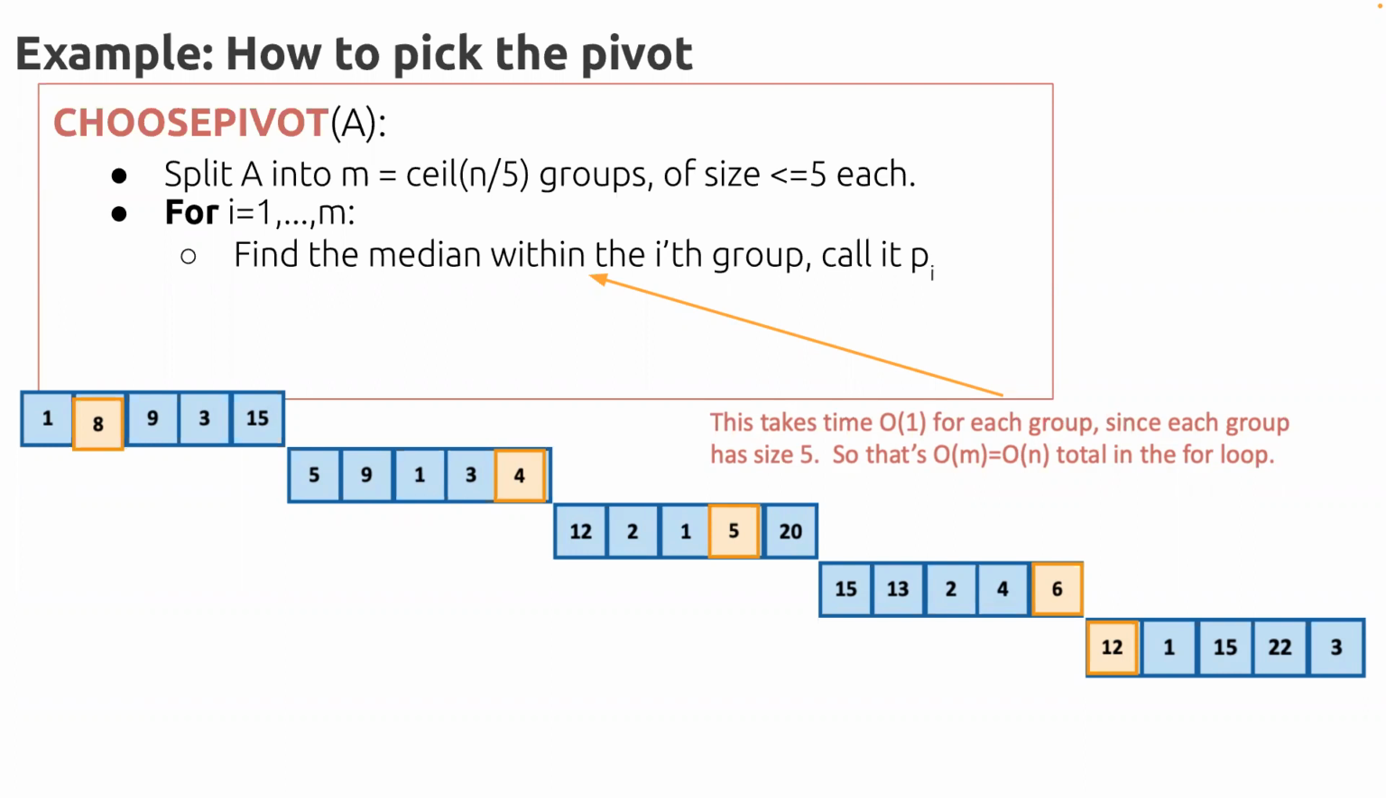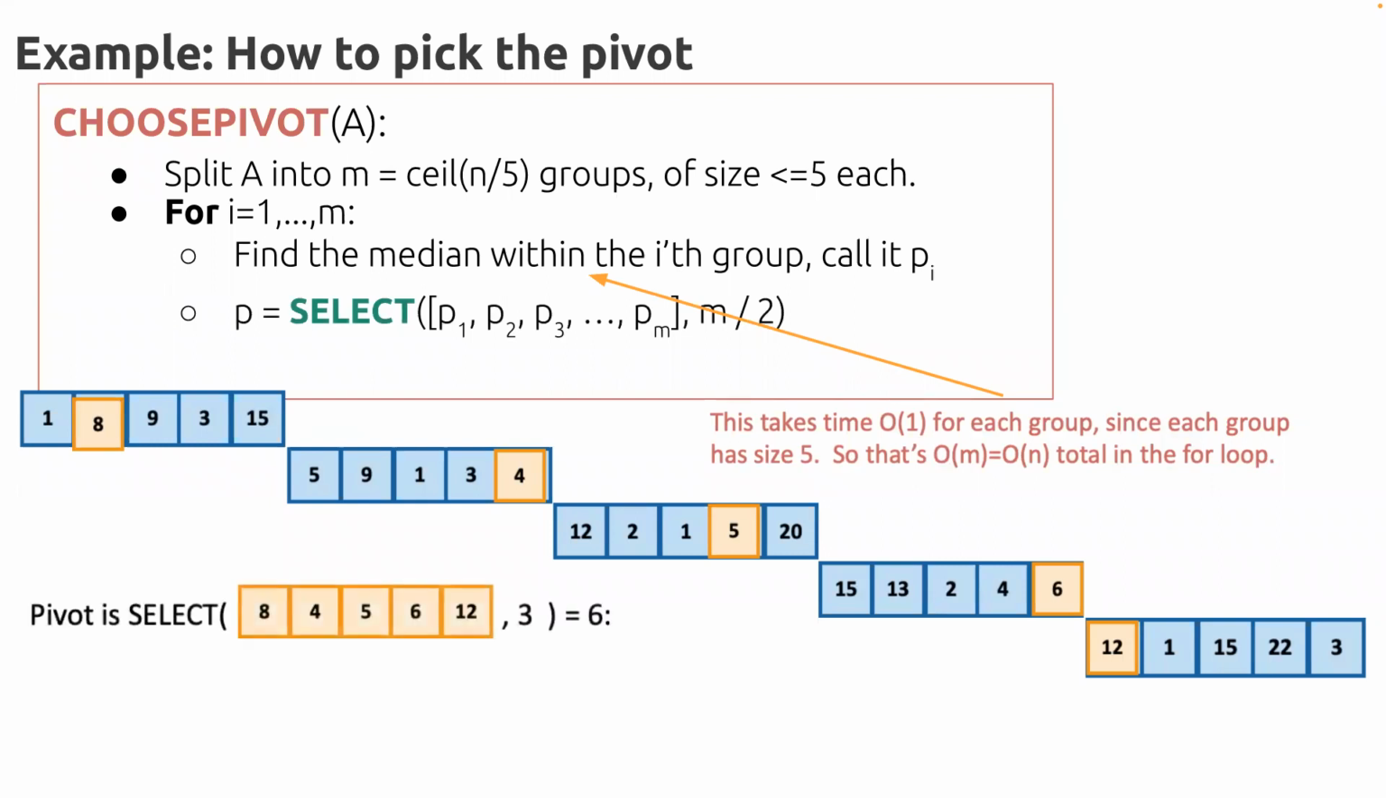That the running time of this for loop is linear in the size of the original array. Okay. And then what we do, like we said, is we actually call ourselves recursively, not choose pivot, but our original function on this new array of medians. So we'll call ourselves on 8, 4, 5, 6, 12. And this array could be pretty big. There is no fixed size. It's whatever the original size divided by 5. So if the original size is 1 million, this array would be 200,000, right?